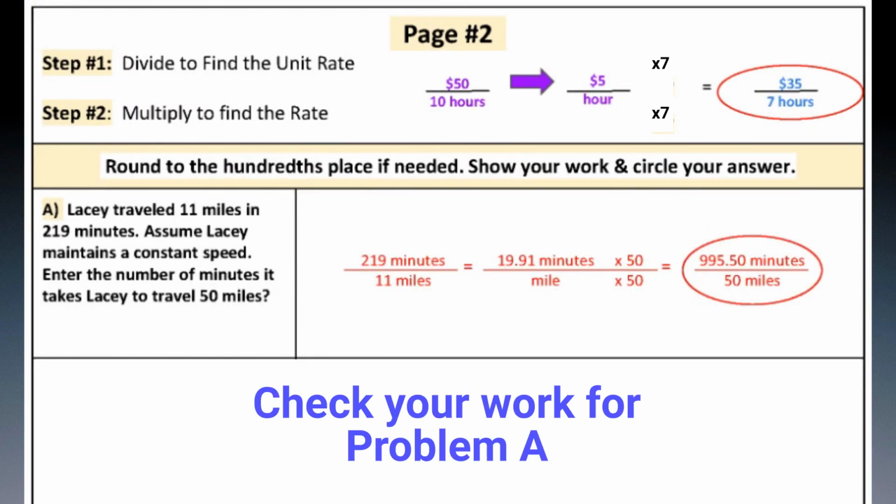Let's take a look at problem A. The first thing I want you to check is that you set up your problem by writing 219 minutes divided by 11 miles. Once you divided your numbers, you should have rounded to 19.91 minutes per mile. Then we multiply our unit rate by 50, and you get 995.50 minutes for 50 miles. Remember, we're rounding to the hundredths place.